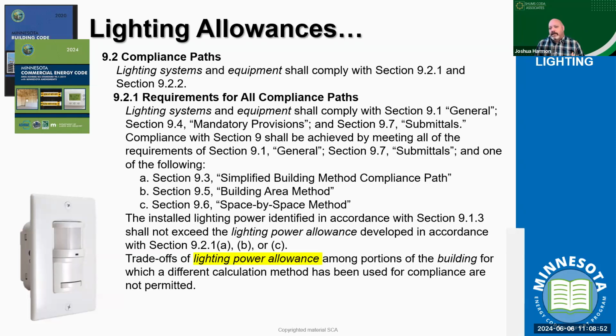Whereas that may be different if we look at the space by space method when it comes to the calculation of maybe different spaces within that. So we may have office space that's treated different from warehouse space, or backroom space, versus open auditorium style spaces or reading areas. So again, when we think about different lighting allowances, or how we use energy within the building, we're thinking about it in those contexts.